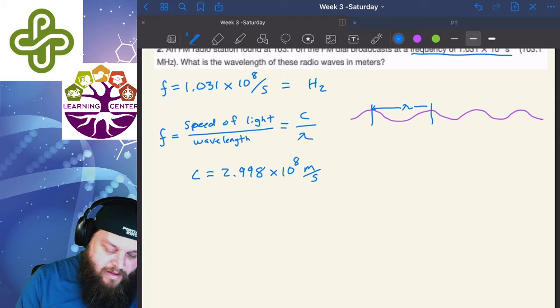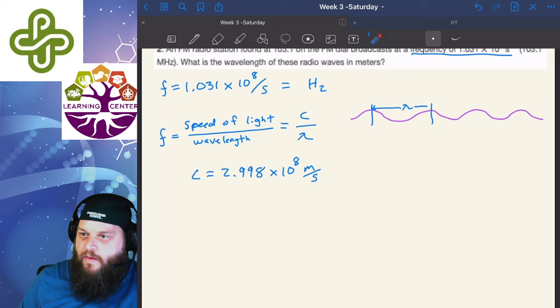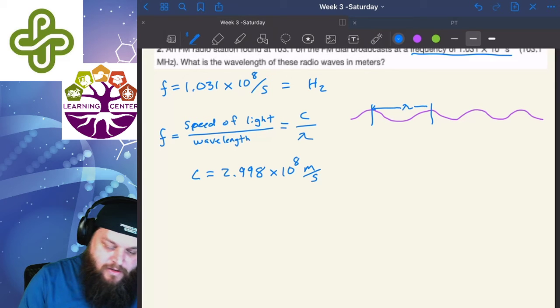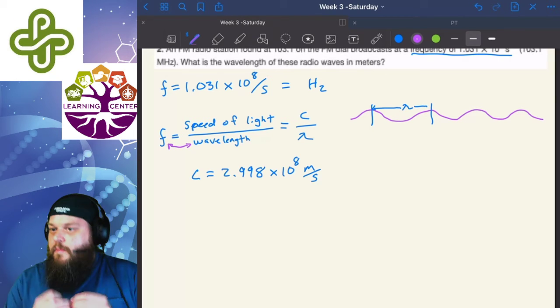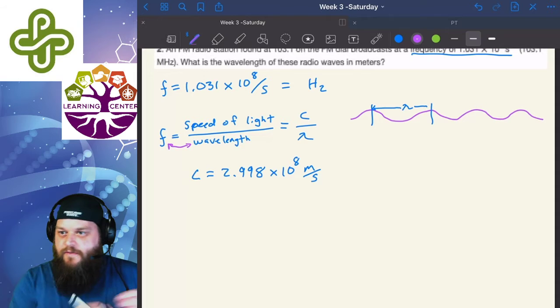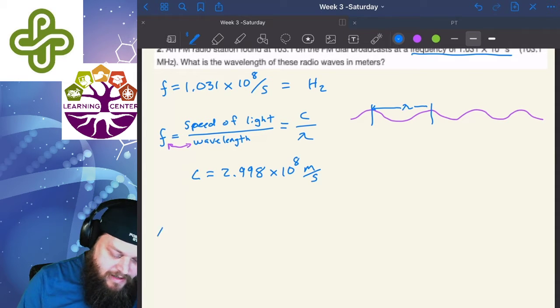The wavelength that we're looking for then, we can calculate because we know the frequency. So we can rearrange this equation here to solve for the wavelength. Now the simple way to do that is to just swap the frequency and the wavelength. Really, you're multiplying by the wavelength on both sides, and dividing by the frequency on both sides. But the basic idea is we end up with lambda is equal to C over frequency.